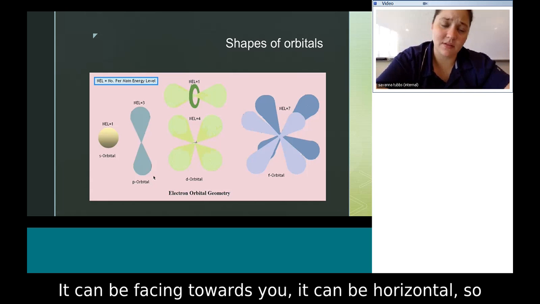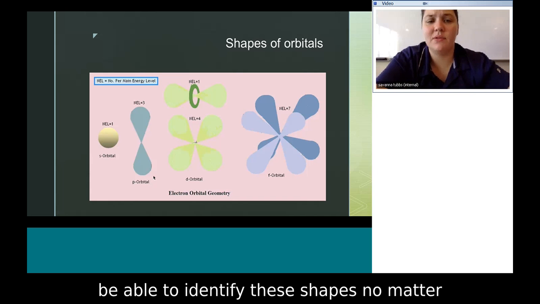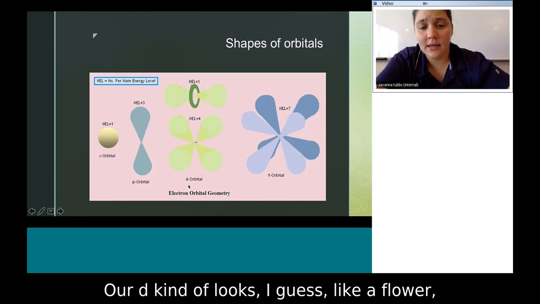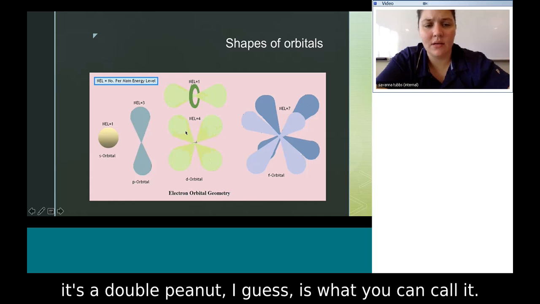It can be facing towards you. It can be horizontal. So be able to identify these shapes no matter what direction they're facing. Our D kind of looks like, I guess, a flower, but it's two peanuts. It's a double peanut, I guess is what you can call it.